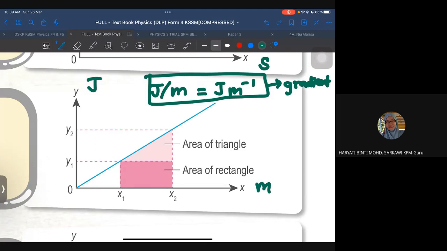Area of this graph, what is the unit? Remember, area means times. You times. So the unit of the area of this graph will be joule meter.